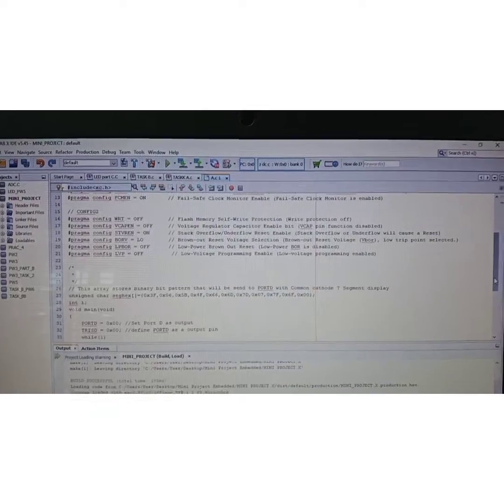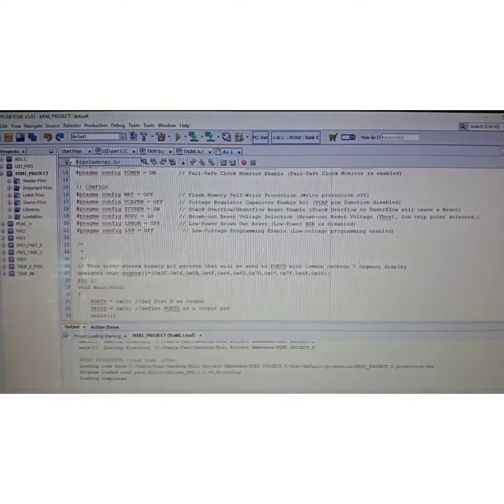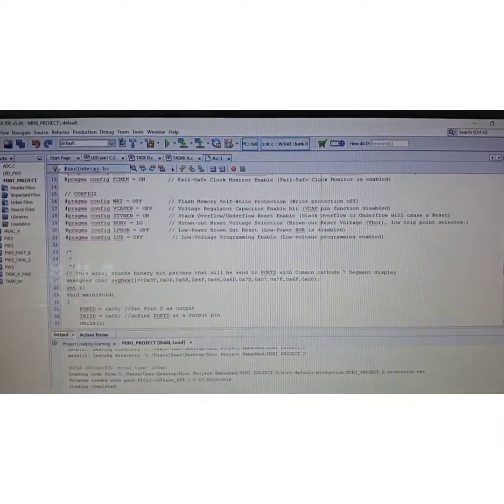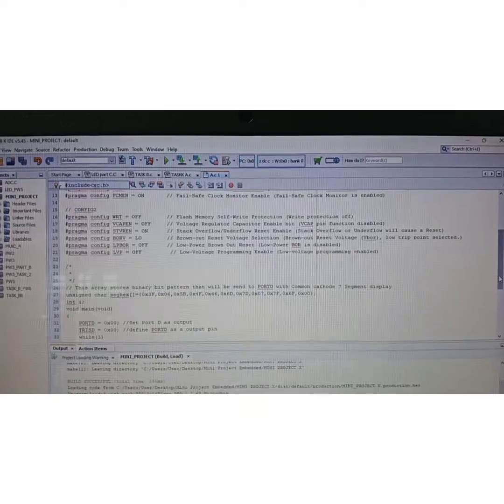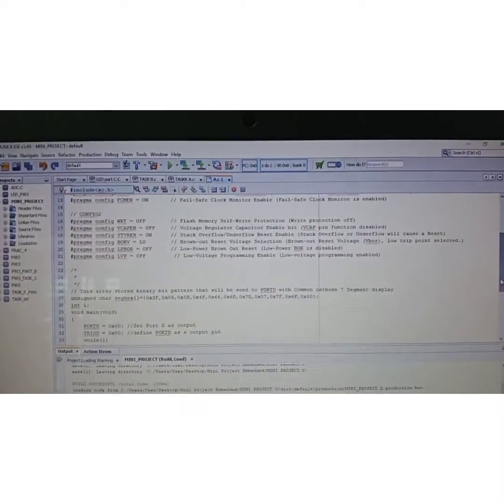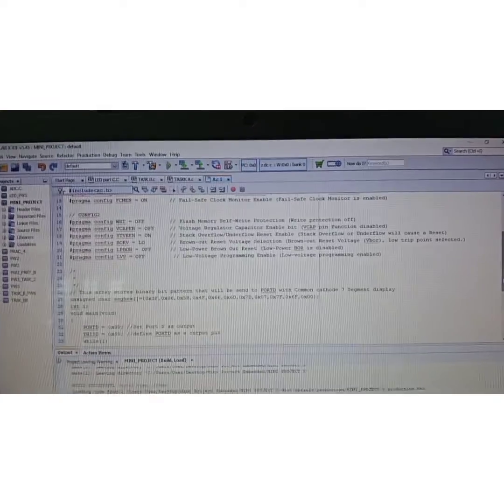#pragma config WRT = OFF stands for flash memory self-write protection, so write protection is off. #pragma config VCAPEN = OFF is the voltage regulator capacitor enable bit. The next one is #pragma config STVREN = ON, the stack overflow or underflow reset enable, which will cause a reset.